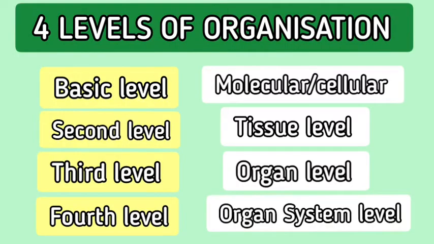As we know, there are four levels of organization of the human body. The first level is the basic level, that is the molecular or cellular level. The second level is the tissue level, and the third one is the organ level. And the last level, that is the fourth level, is the organ system level.